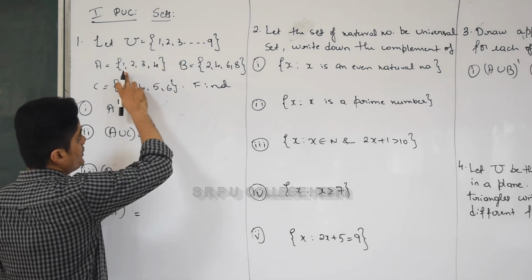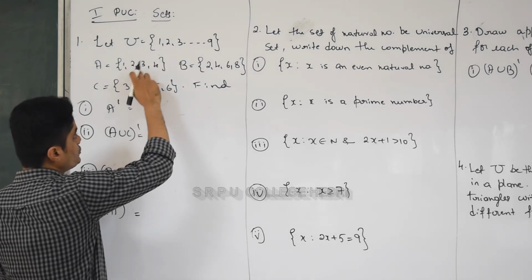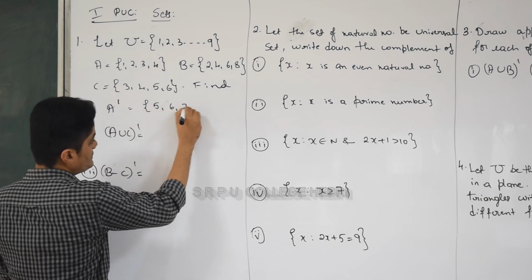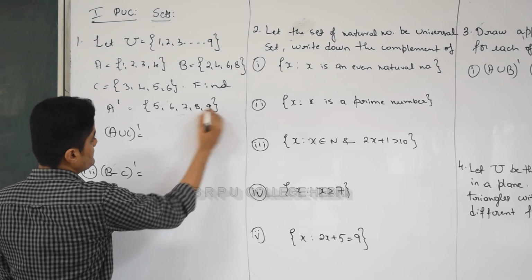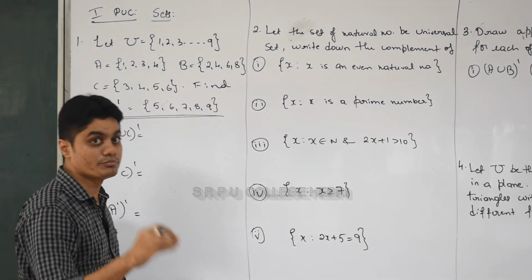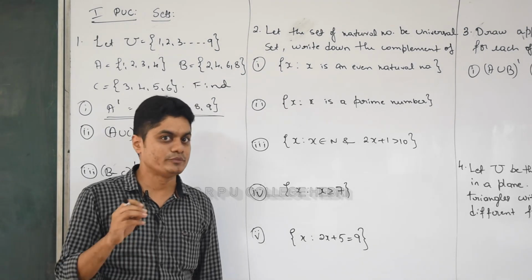Which are the elements we have to remove from U? 1, 2, 3 and 4. So A complement starts from 5, 6, 7, 8, 9. That's it, this is the answer to the first question. A complement means removing A from U.